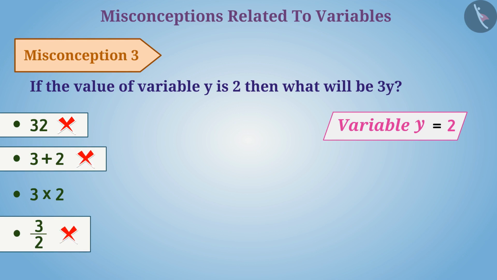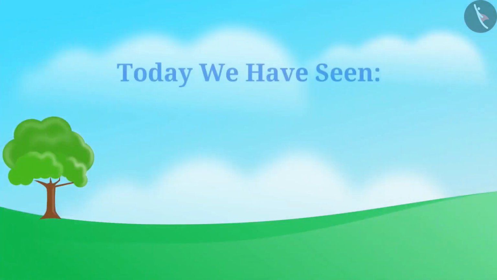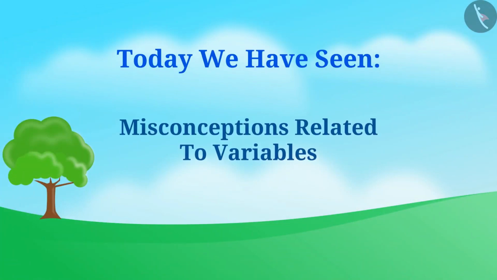Correct understanding is 3y is equal to 3 multiplied by y, and with this understanding, 3 multiplied by 2 is the correct answer. Hope this video took away many misconceptions and developed a sound understanding of variables. So today we have seen some misconceptions about variables.